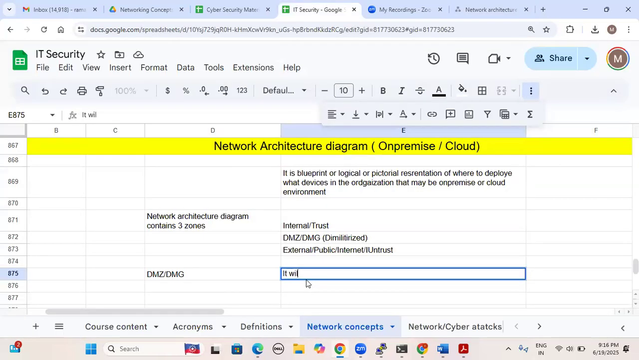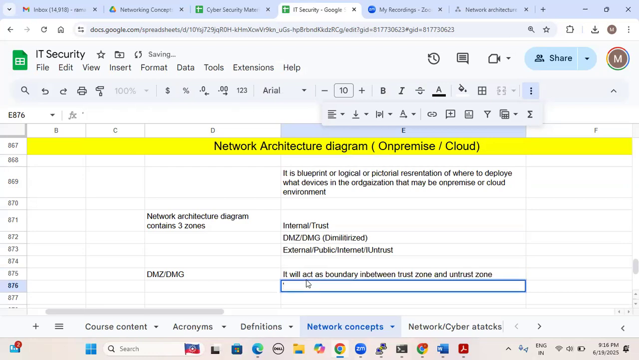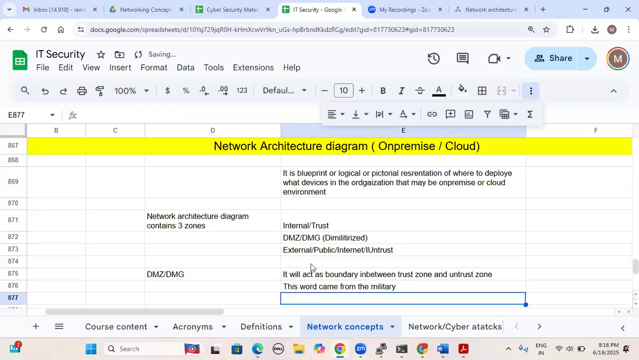It will act as a boundary in between trust zone and also untrust zone. So this word came from the military. Okay, that is our DMZ.